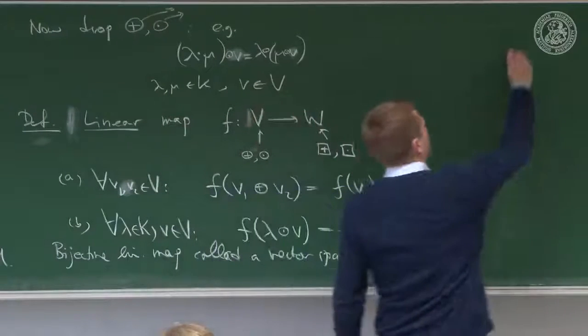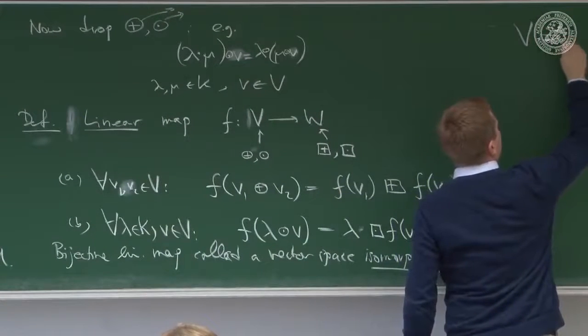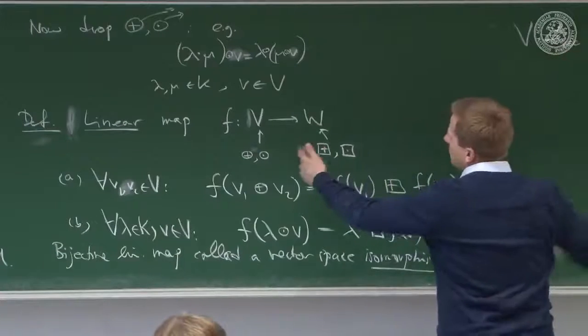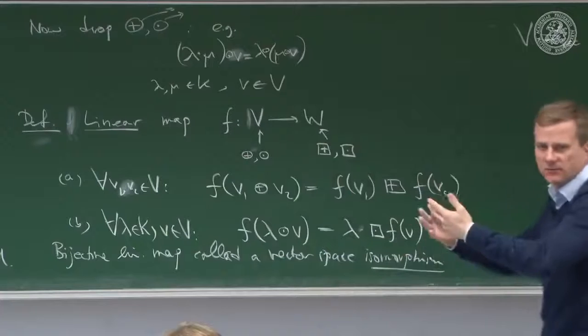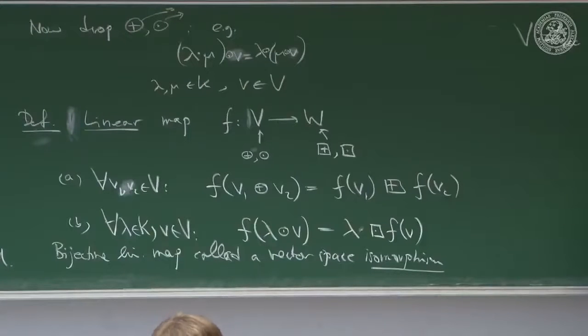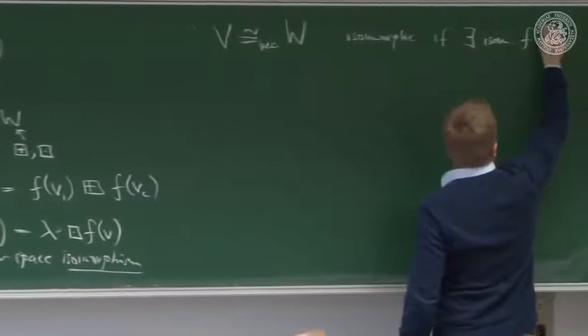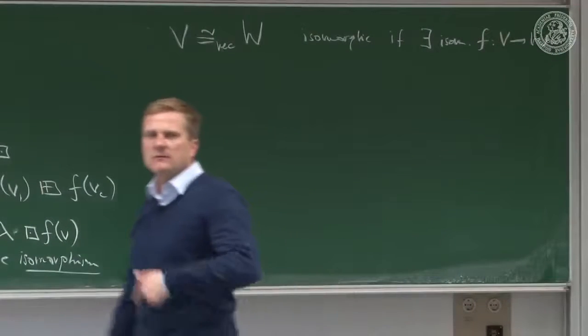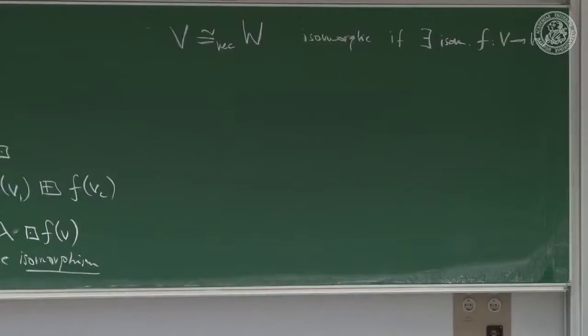And again, we call vector spaces W and V, including the operations, but I again suppress this, isomorphic as vector spaces if there exists an isomorphism F from V to W, and so on. It's always the same. This is, again, an equivalence relation. You look at vector spaces and you consider them the same if there exists a bijective linear map between them. It's always the same idea. Okay? These are those guys. Questions so far?